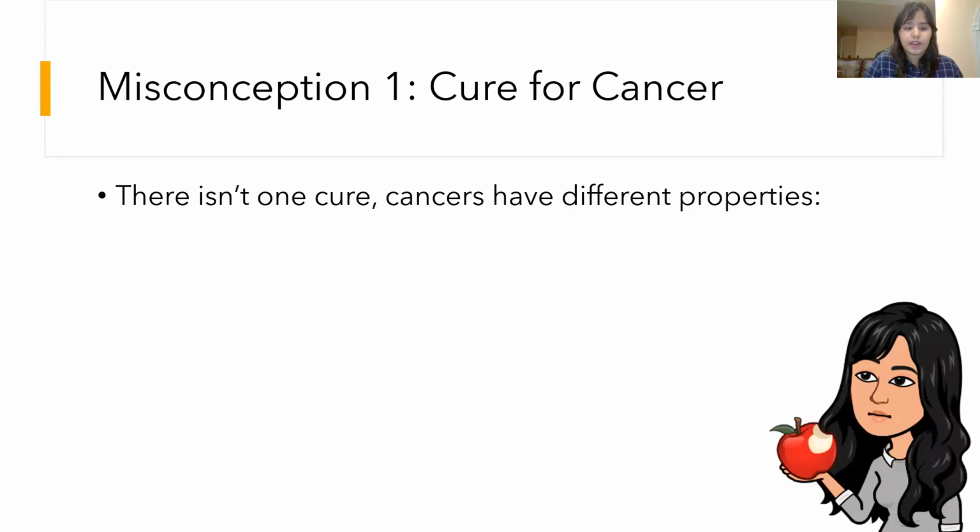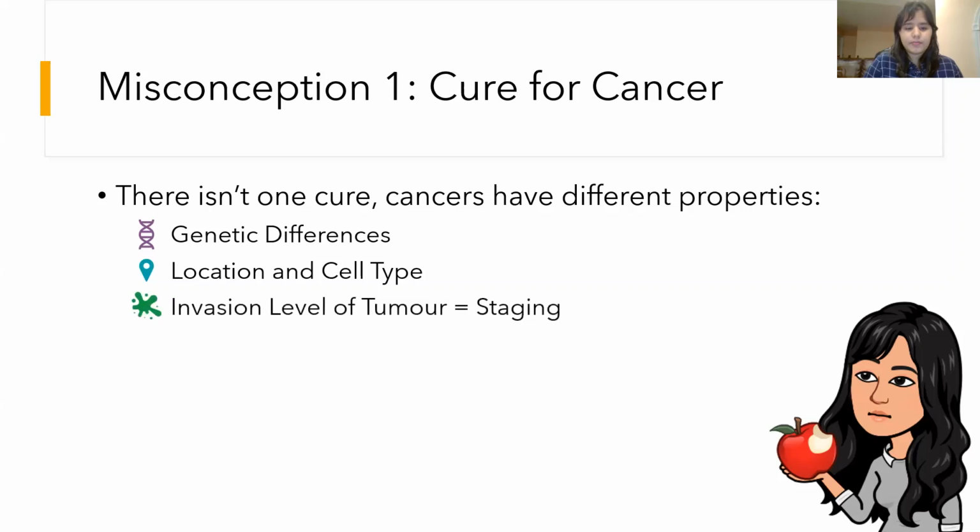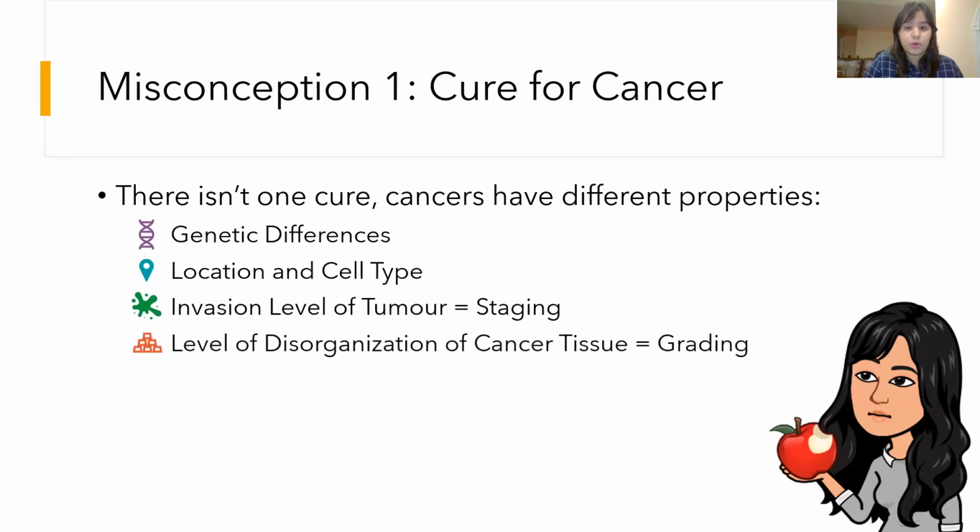The different properties of cancer are genetic differences, which are the mutations or proteins that come across from a DNA, which is our information strings. They create different cell types, and these cell types are in different locations. There's also characteristics of cancer, like the invasion level or the disorganization of the tissues, which comprise staging and grading. So these different properties of cancer together combine to show us that there are different types of cancer.